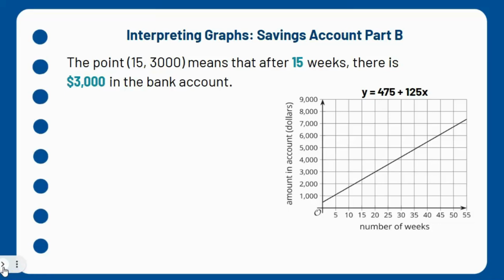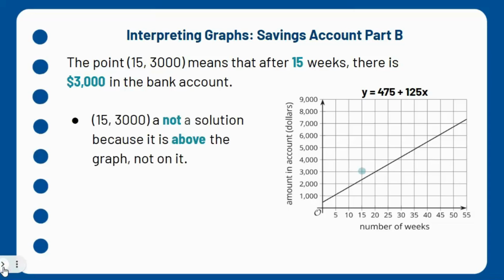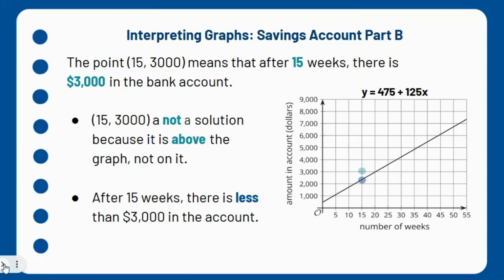Is the point (15, 3000) a solution to the equation y = 475 + 125x, which is shown on the graph? How do we know? The ordered pair (15, 3000) is not a solution to the equation y = 475 + 125x because it is above the graph, not on the graph. After 15 weeks, is there more or less than $3,000 in the bank account? After 15 weeks, there is less than $3,000 in the bank account. We can see this because the line of the graph is below the point (15, 3000).